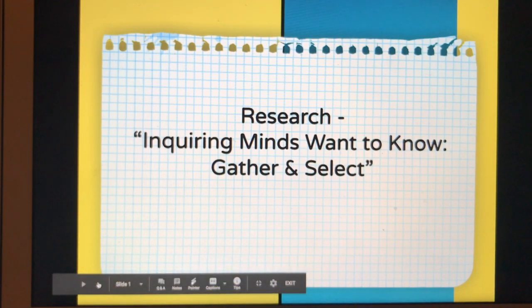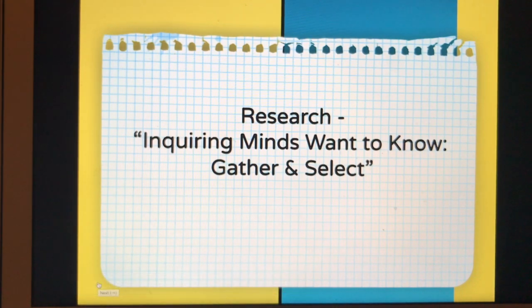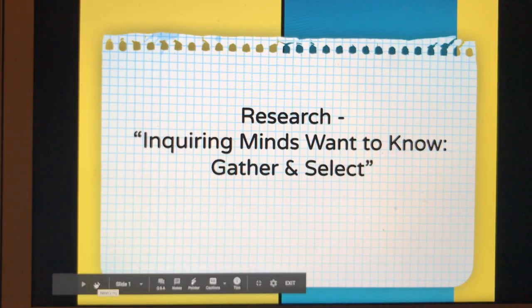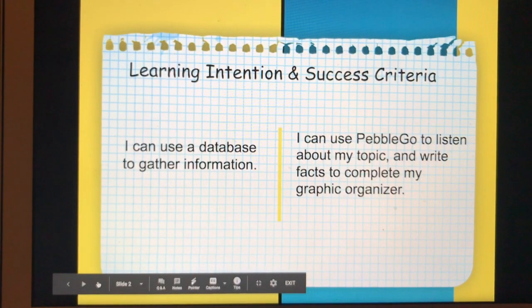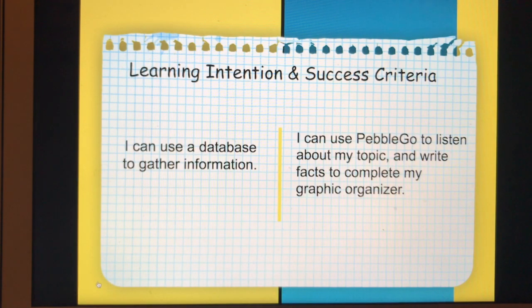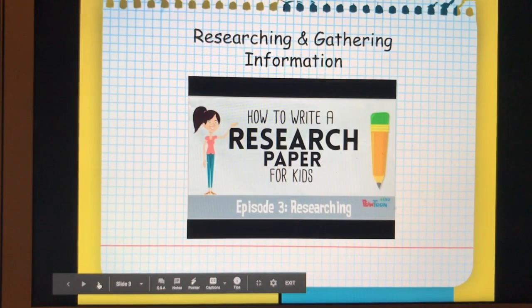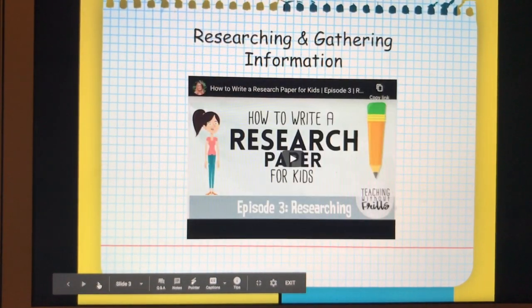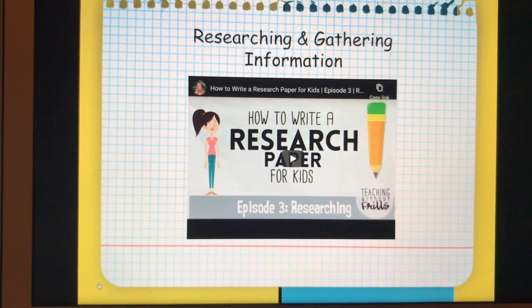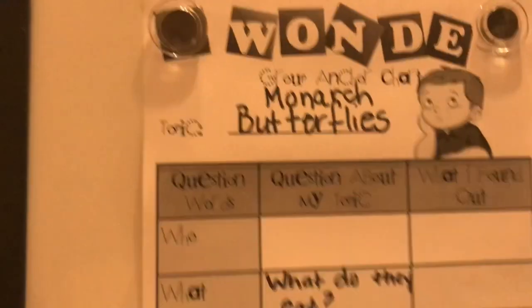And also for second grade, I came up with questions for Independence Day. Okay, learning intention is I can use a database to gather information. Success is I can use PebbleGo to listen about my topic and write facts to complete my graphic organizer. Okay, so Miss T is going to show you what I already did.